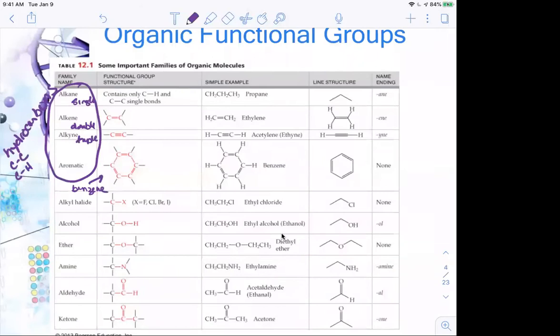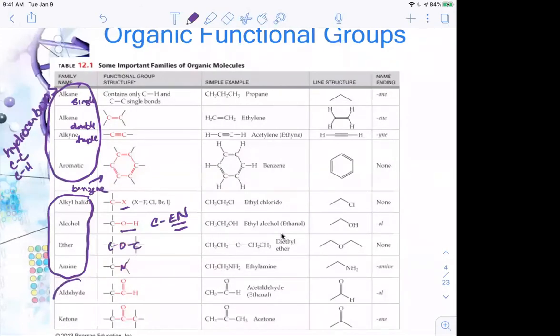which characterizes aromatic compounds. The next couple are similar in that they have a carbon atom attached to an electronegative atom. So here, if it's a halogen, it's called an alkyl halide. Here, if it's an OH, it's called an alcohol. If I have carbon, oxygen, carbon, it's called an ether. If it's attached to nitrogen, it's called an amine.